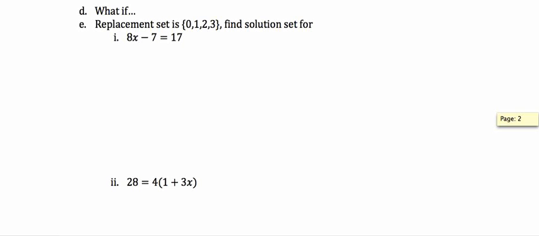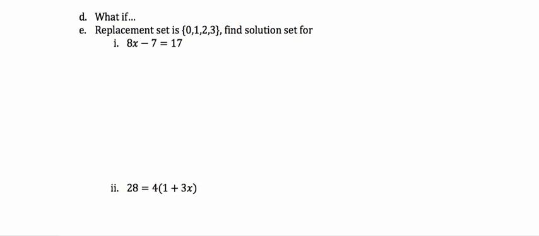Okay? So, I've given you 2 problems, and I've told you what the replacement set is. The replacement set is 0, 1, 2, and 3. So x can only be one of those 4 numbers. I want you to figure out what the solution set would be for each of these 2 equations. Pause and then come back. Okay, so at this point, I'm assuming you've done that, and let's see what we found.